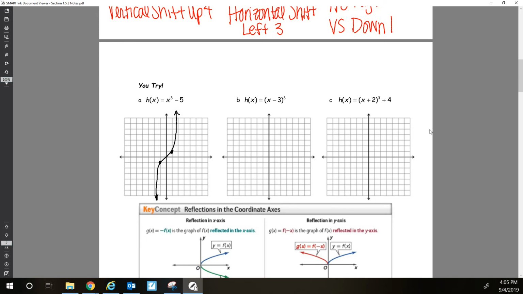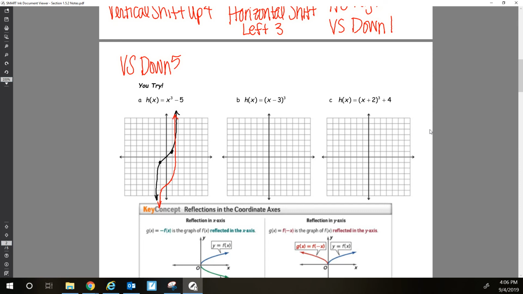All right, coming back. For A, we've got a -5 outside of the function, so this is a vertical shift. It'll do exactly what it says. It says -5, so we're going to go down 5. So the center of this graph is going to go down 1, 2, 3, 4, 5. And then I've got my guide points here and here. So it's going to look something like that.